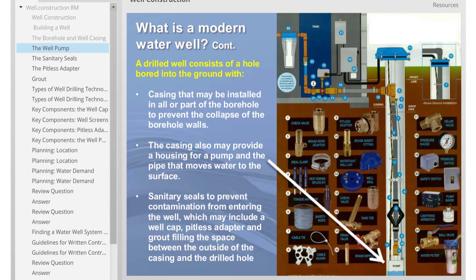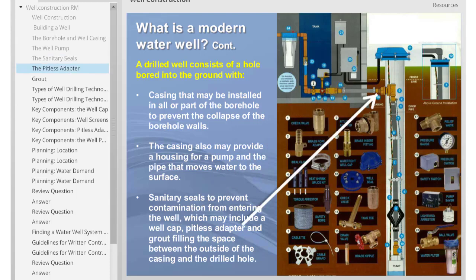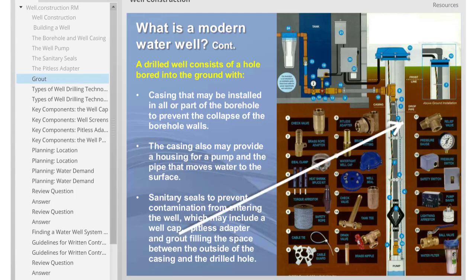a pump and pipe through which the water moves to the surface, various types of sanitary seals to prevent contamination from entering the well, such as a well cap, pitless adapter, and grout to fill the space between the outside of the well casing and the inside of the borehole.